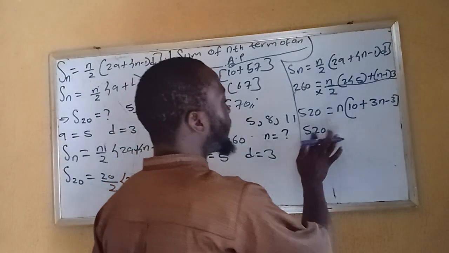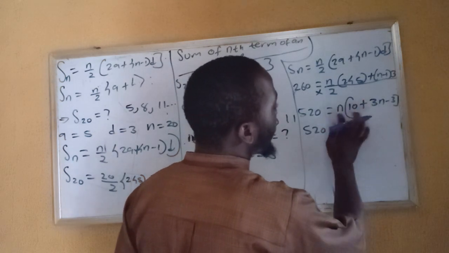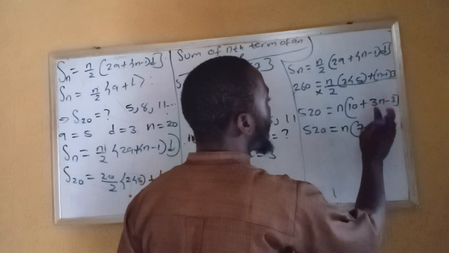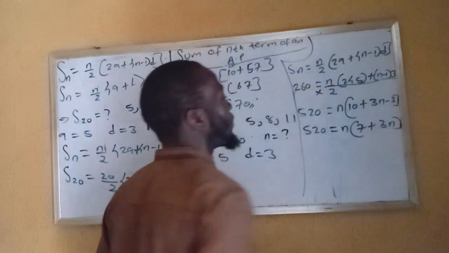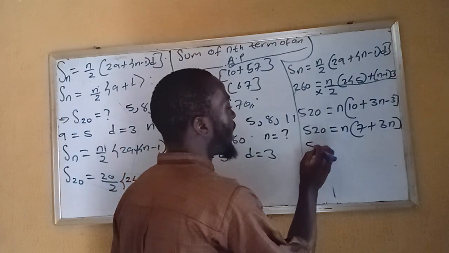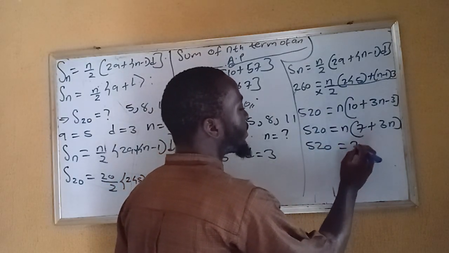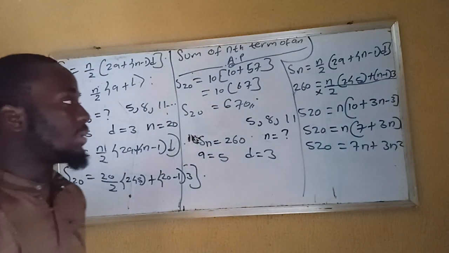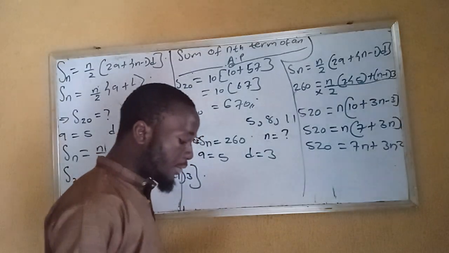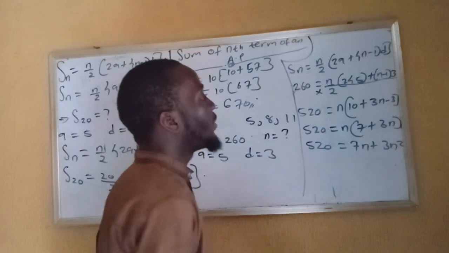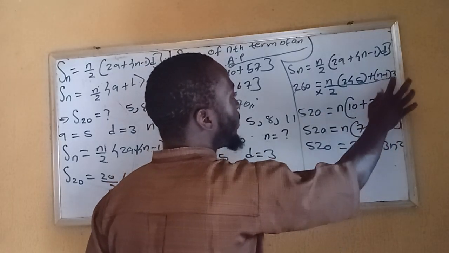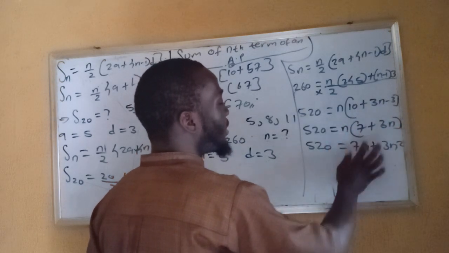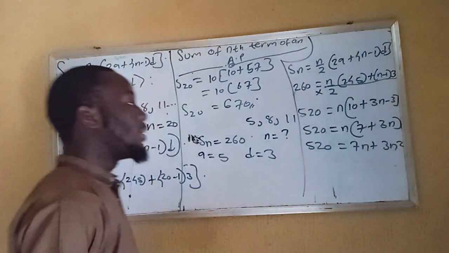So right now we have 520 equal to n into bracket 10 minus 3, which is 7, plus 3n. So 520 gives us n times 7, which is 7n, plus 3n squared. Do you get what we did right there? So from here we cross multiply: 2 times 260 gave us 520. 520 is equal to 2 times 5, which is 10, 3n, and 3 times minus 1 is minus 3. 10 minus 3 is 7, so 7 plus 3n, then n times 7 is 7n plus 3n squared.